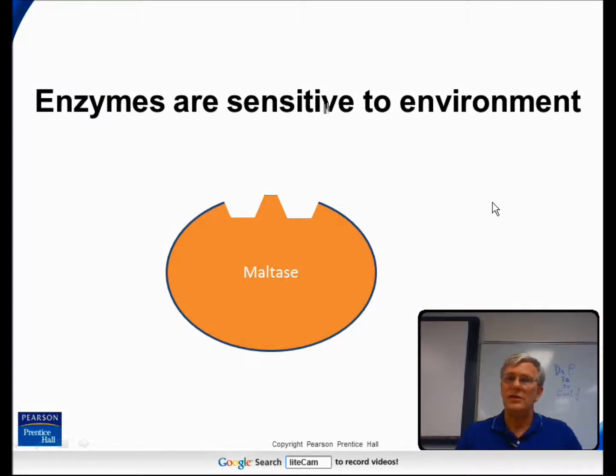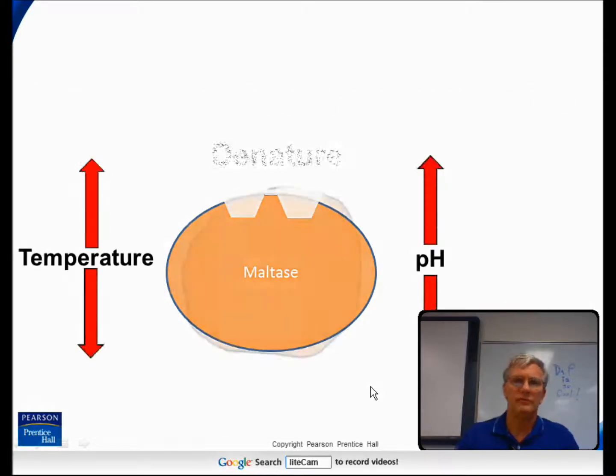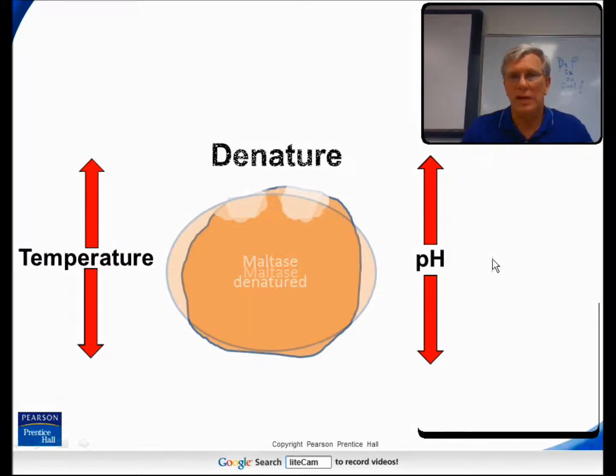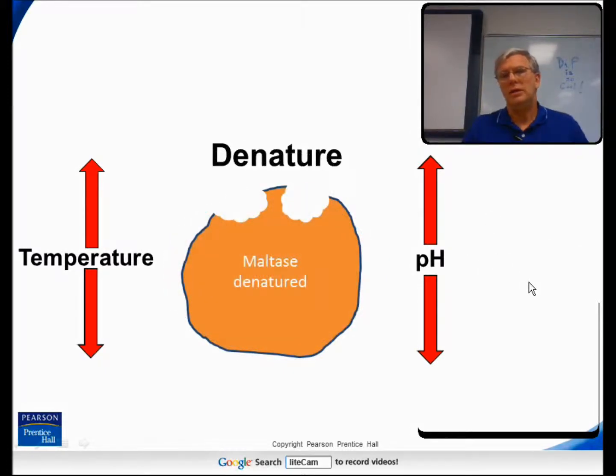Enzymes are very sensitive to the environment. You recall again that enzymes are proteins, and proteins have specific shapes. Enzymes have specific shapes. Those shapes can be affected by their environment. For instance, the temperature or the pH is very critical in terms of how enzymes function.